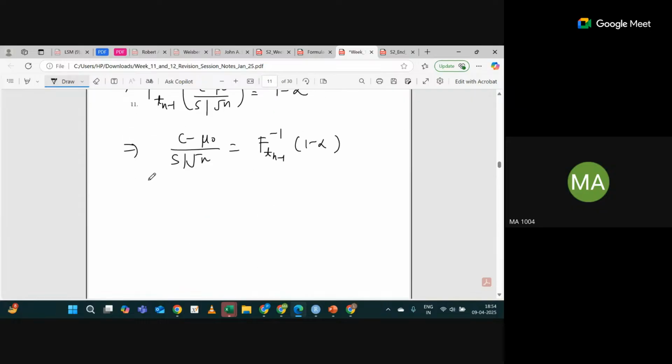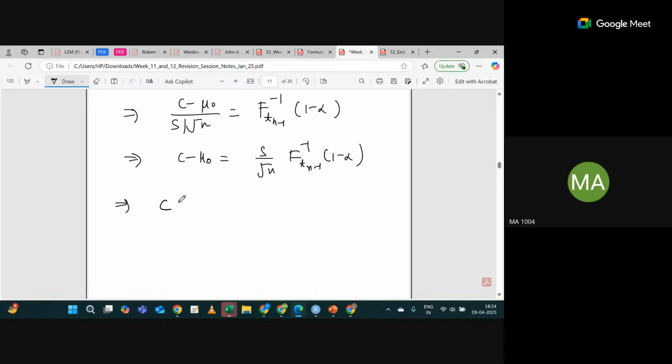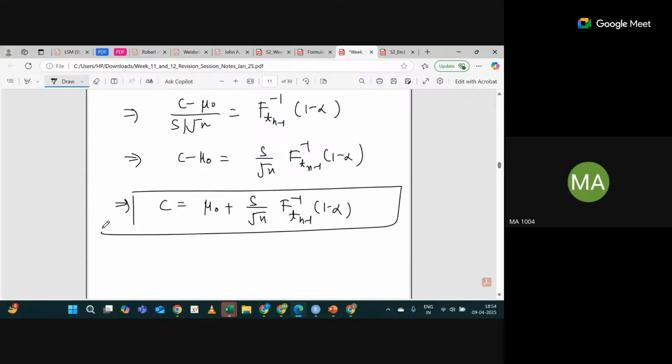Sorry about the mistake. So from here, what will be the value of c? This will be s by root n times F t(n-1) inverse (1 minus alpha), and the value of c will be mu naught plus s by root n times F t(n-1) inverse (1 minus alpha). You will get some value of c, and at the end you will compare whether x bar is greater than c; if so, you will reject, otherwise you will accept.